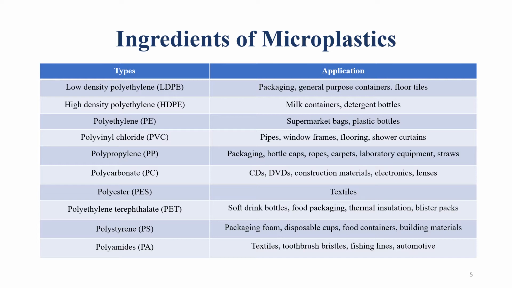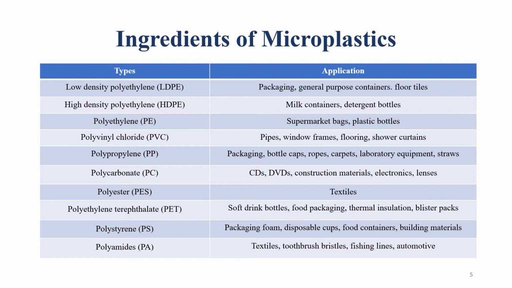And we all know what polyethylene is. It is all the supermarket bags, the plastic bottles that we use. And then there is something called PVC, or polyvinyl chloride. It is synonymous with the pipes, window frames, flooring, etc. And then there's another type of plastic called polypropylene, or PP. It is used in packaging, bottle caps, etc.